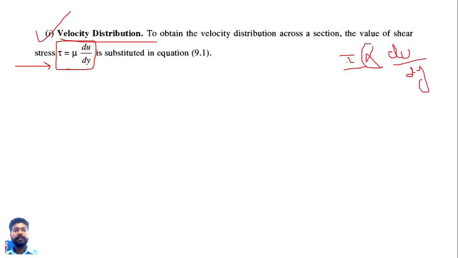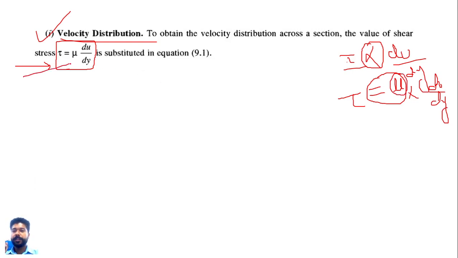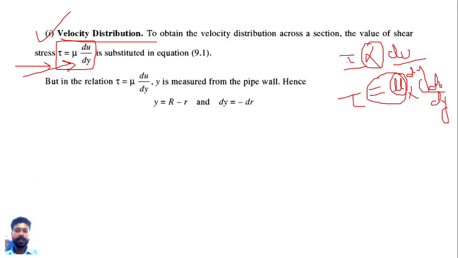In this equation, if we replace the proportionality sign by equals to mu, we can write tau equals mu into du upon dy. This mu is the term for viscosity. Okay. So here it is the same equation, tau equals mu into du upon dy. This equation is known as Newton's law of viscosity. So let us find out the velocity distribution from this basic equation.